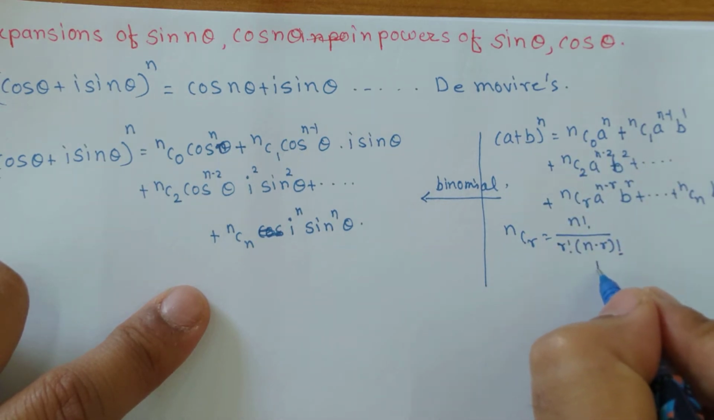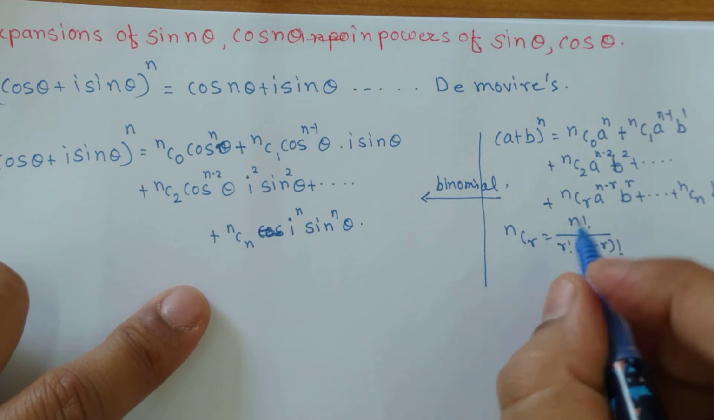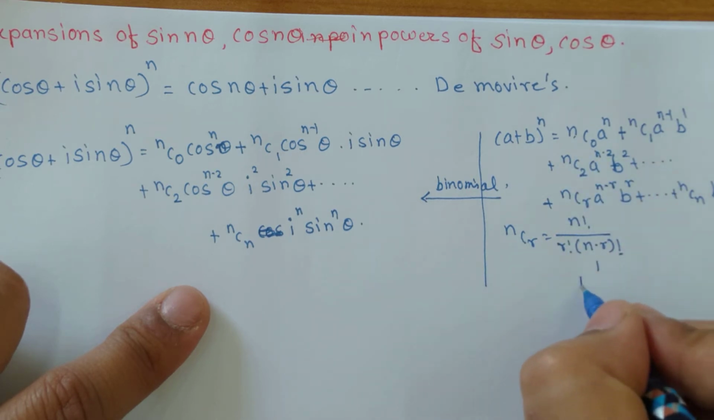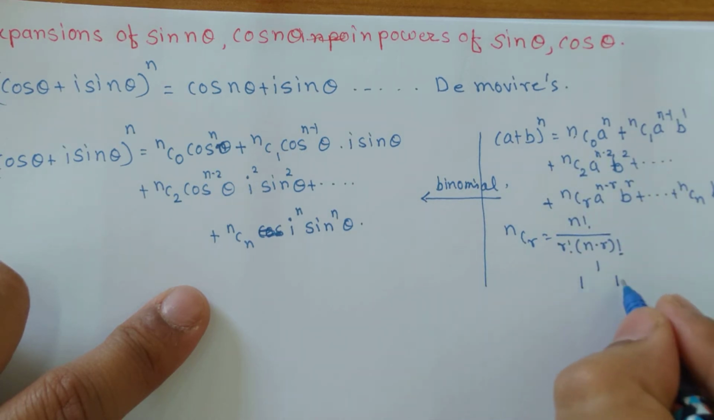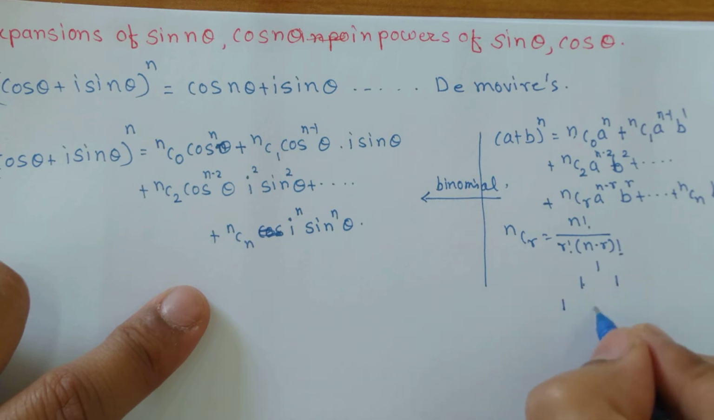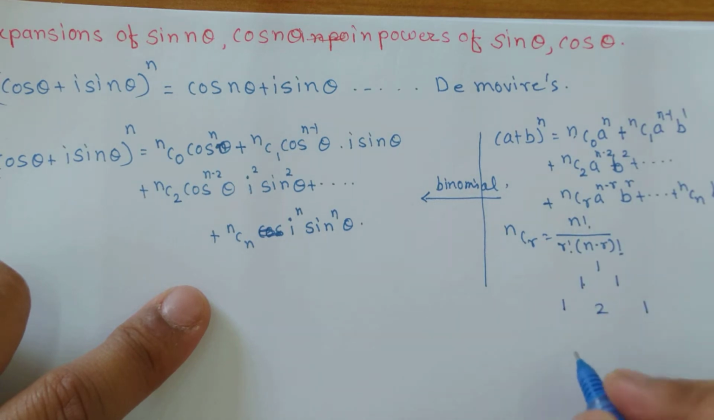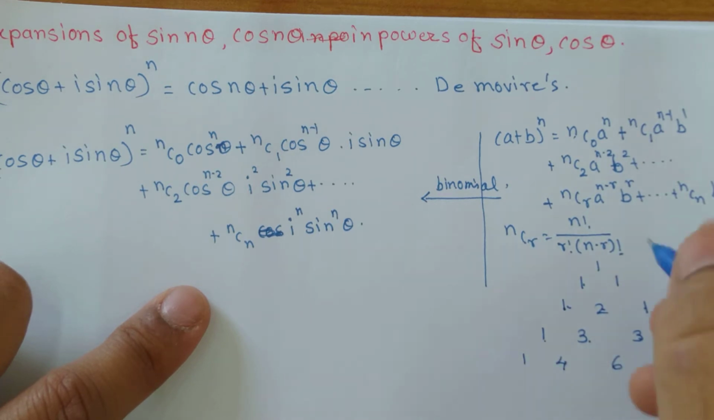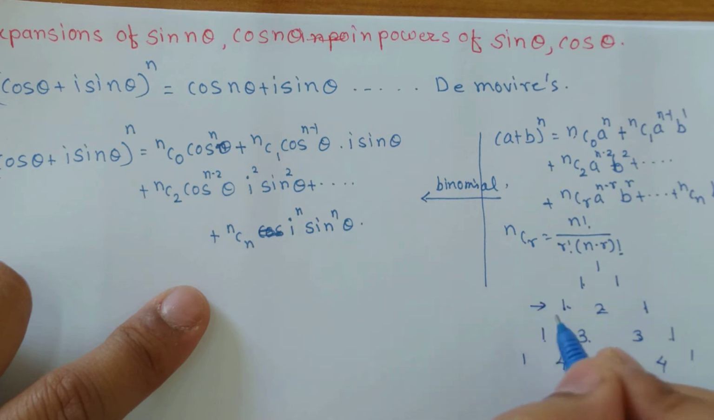But there is one more way of getting the values of coefficients, which is Pascal's triangle. So we write 1, 1 as it is, 1, 1 plus 1 is 2, 1. Next is 1, 1 as it is, 1 plus 2 is 3, 2 plus 1 is 3, 1 as it is, then 1, 1 plus 3 is 4, 3 plus 3 is 6, 3 plus 1 is 4, 1. This way you can continue. Just have a look here.